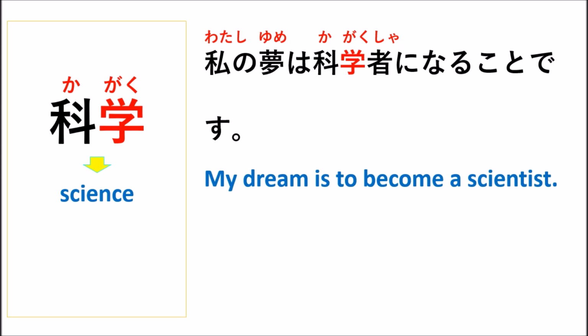If you just say kagaku, it means science. But when you put sha after kagaku, the kanji of sha means the people or the owner. So when we put sha, it means the person who learns about science. So when we put the kanji of kagaku with the kanji of sha, that means scientist.